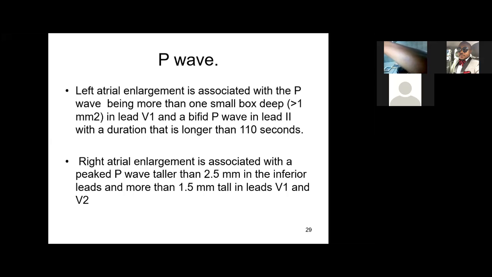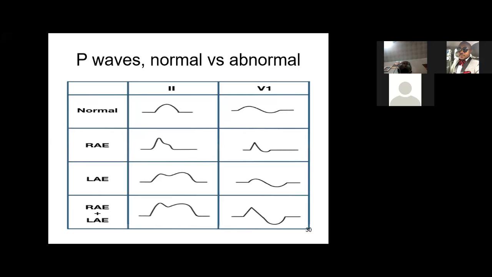Right atrial enlargement is associated with a peaked P wave taller than 2.5 millimeters in the inferior leads and more than 1.5 millimeters tall in leads V1 and V2. This is an example of normal P waves, normal versus abnormal as diagrammatically represented.